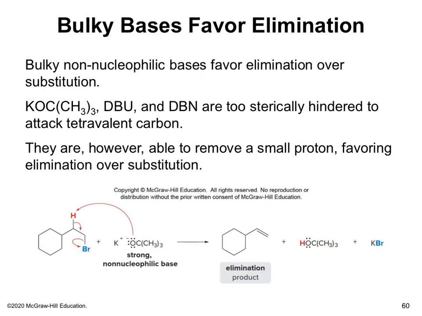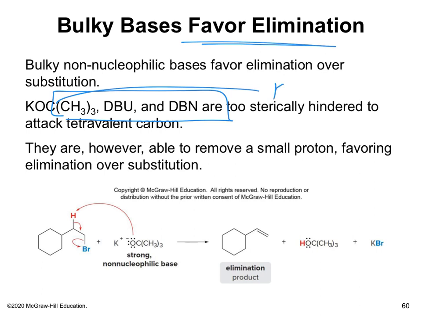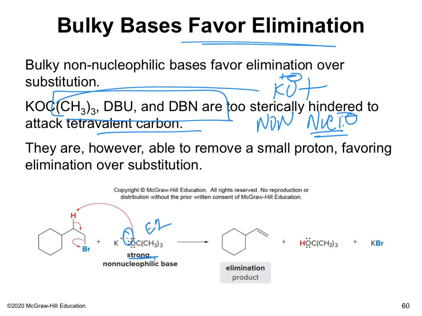Bulky bases are going to favor elimination. Okay, so bulky bases. These are your bulky bases. This one here is potassium tert-butoxide. You can see it like that. And these are not nucleophiles, they're non-nucleophiles. They're not going to be nucleophiles, so they are going to do the base. And if it's strong, whenever you have a negative charge, go E2. And I would choose most of these to be E2.